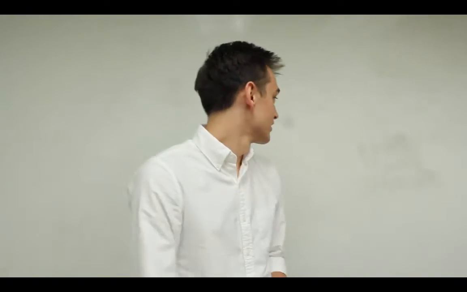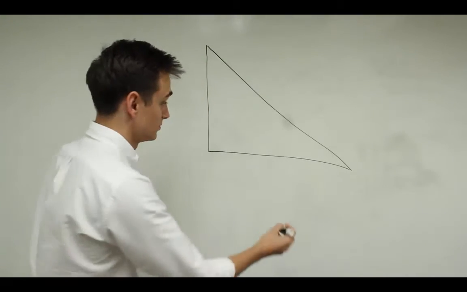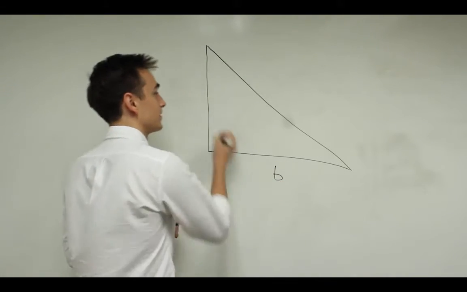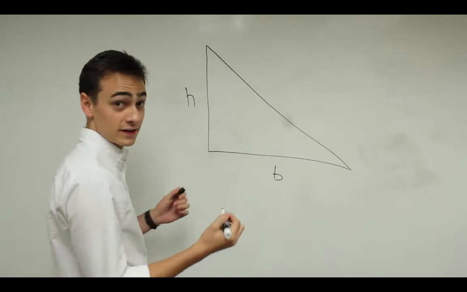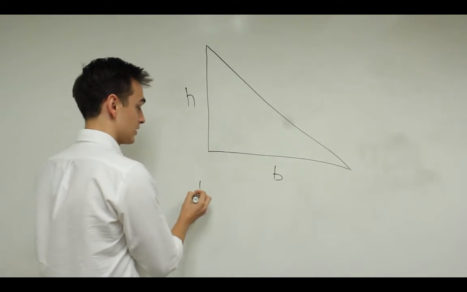And today we're going to be doing some tutorials on basic math and how it relates to econ, specifically area, triangles, and rectangles. Specifically, we're going to be talking about the area of triangles. We have a triangle. This is the base. This is the height.